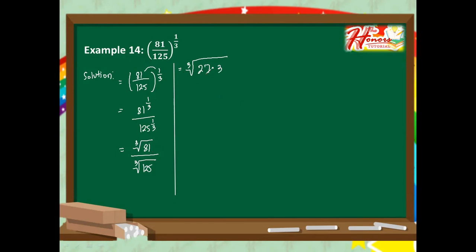So therefore, we can use it over the cube root of 125, which is 5 because 5 times 5 is 25, times 5, that's 125. And then we will get the cube root of 27, that's 3. And then the cube root of 3 over 5. So this is the answer for example number 14.